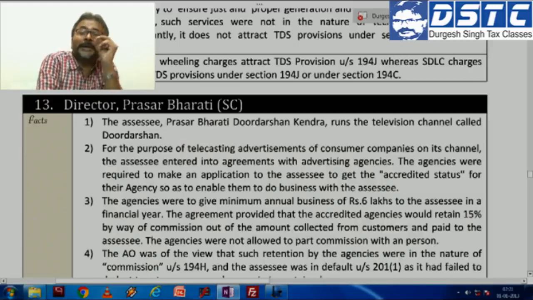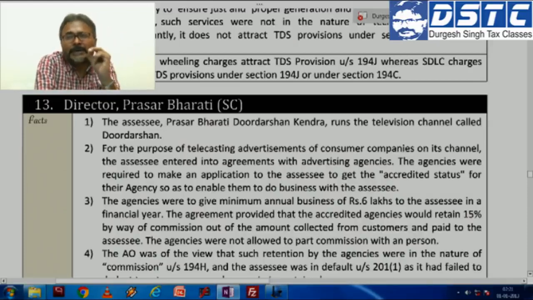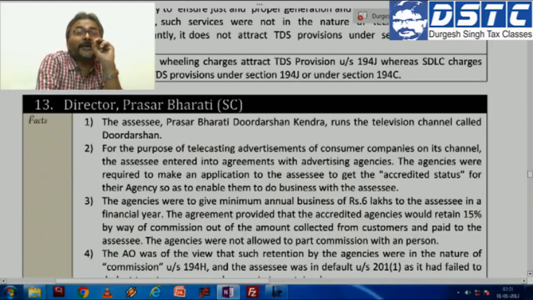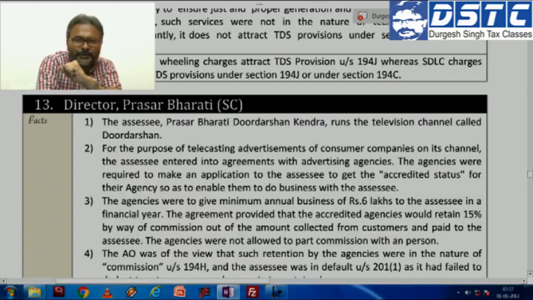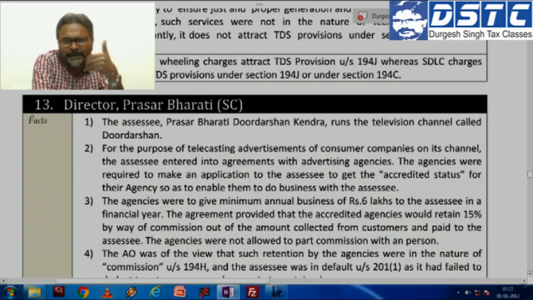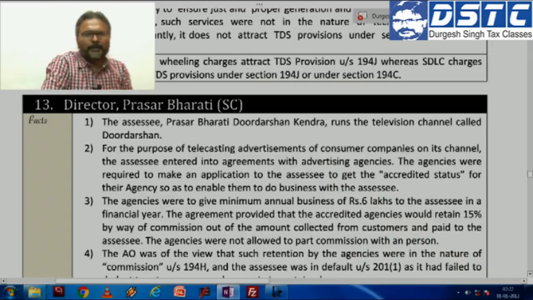And it was held that it cannot be considered as a commission. Why cannot it be considered a commission? Because there is an absence of a principal and agent relationship in this particular case, because the agency has not acted as an agent of any newspaper company.